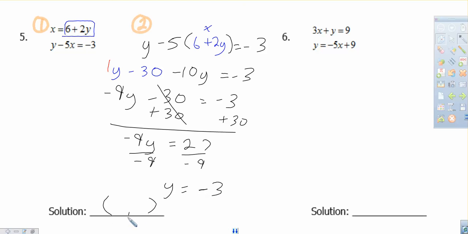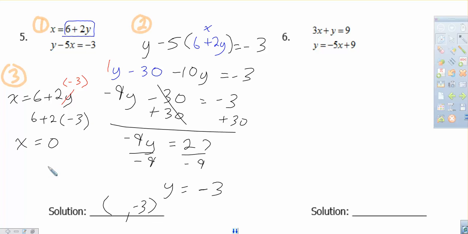So in our solution, something comma negative 3. Should be pretty obvious. The hard part is this second step right here. All right, third step. Go back to your original equation. x equals 6 plus 2y. But we're going to replace y with negative 3. All right, so 6 plus 2 times negative 3. That is actually going to be 0. So x equals 0. And our solution is 0, negative 3.